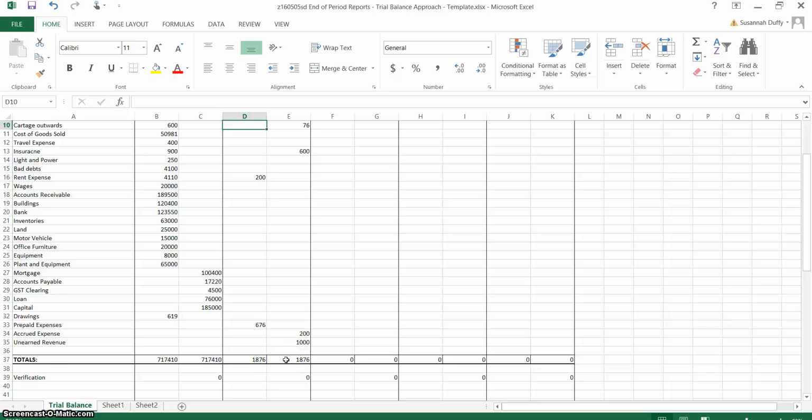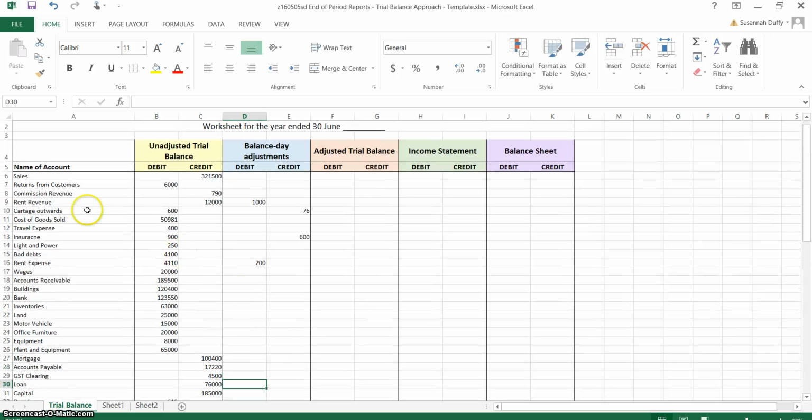Debits equal credits. Finally, you've got commission revenue earned but not received. So we haven't been paid commission, but we have earned it. That's your last type of account, which is an accrued revenue. This one being an asset will mean that we will debit that account by the $200. It also means that we need to increase our commission revenue by 200. So as you can see, the $790 is about to increase.